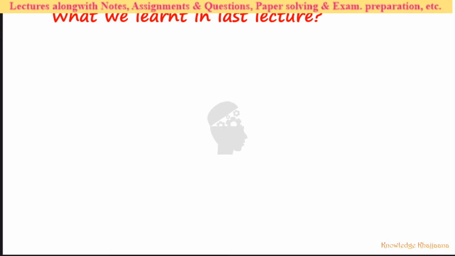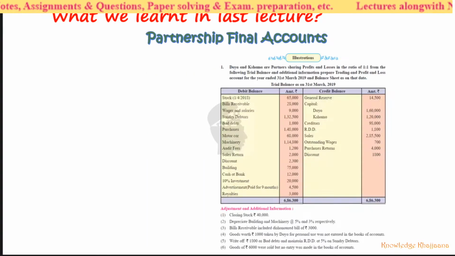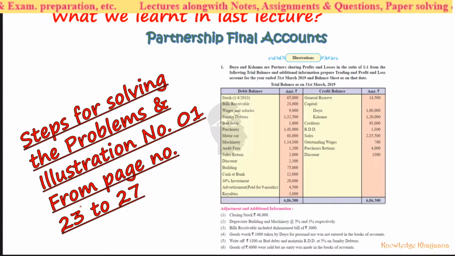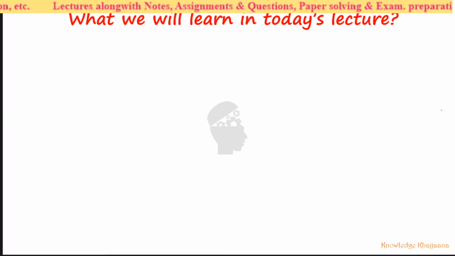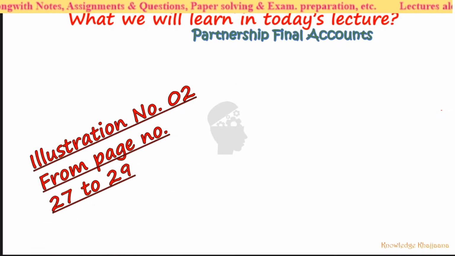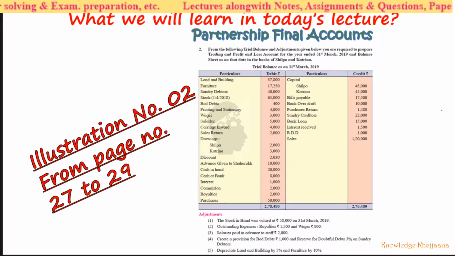What we learned in our last lecture, we learned solving illustration number 1, that is from page number 23 to 27. And what are we learning today? Today we are learning partnership final accounts, illustration number 2, that is given from page number 27 to 29. Now let's move to the problem.